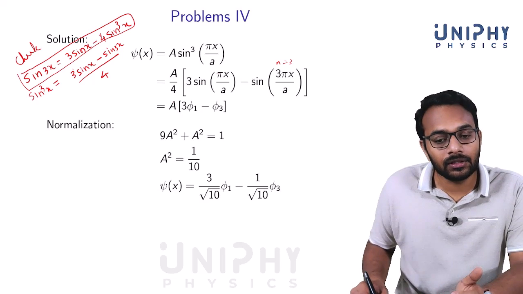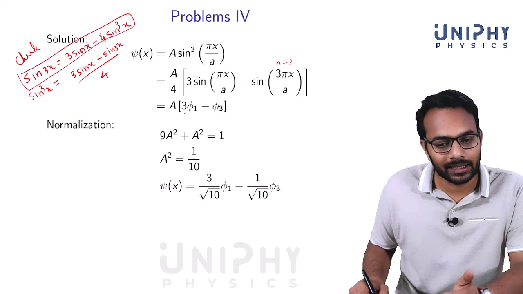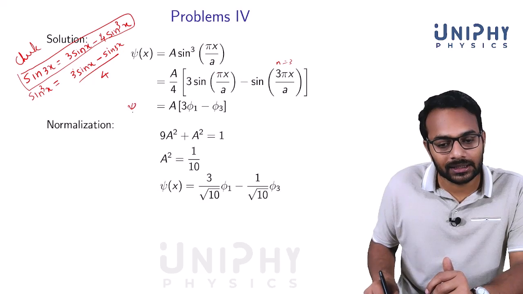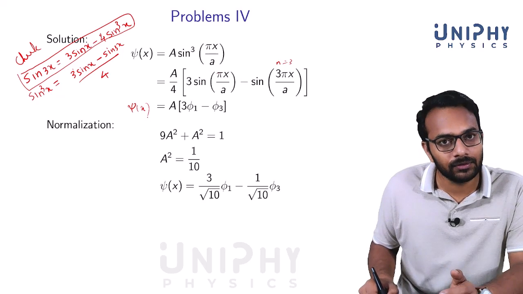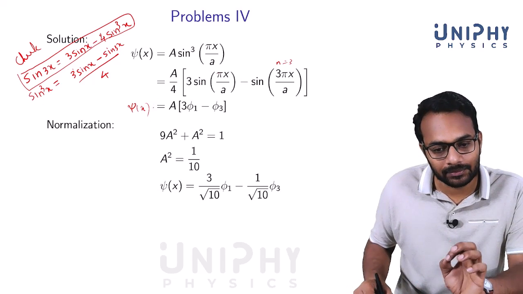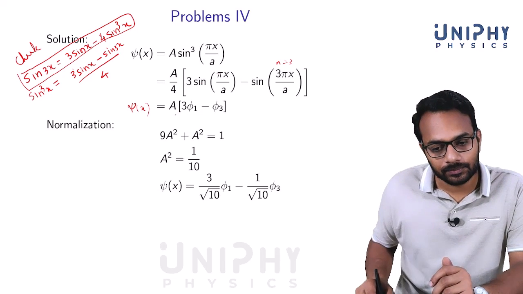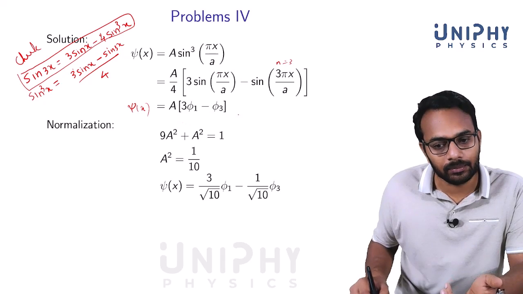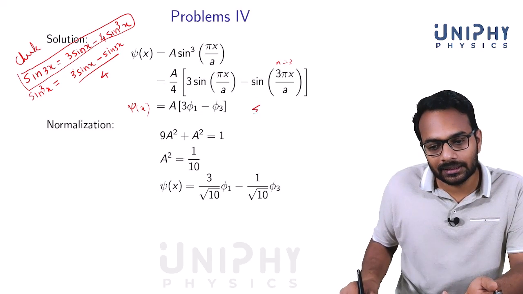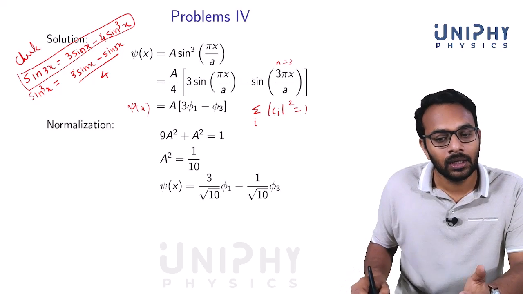Now we need to find this a. So what's a normalized wave function? We have expanded the wave function in terms of a basis, so we know that the total probability should add up to 1, which means, as we have already seen, summation of modulus c_i square has to be equal to 1. We can use this to normalize a.